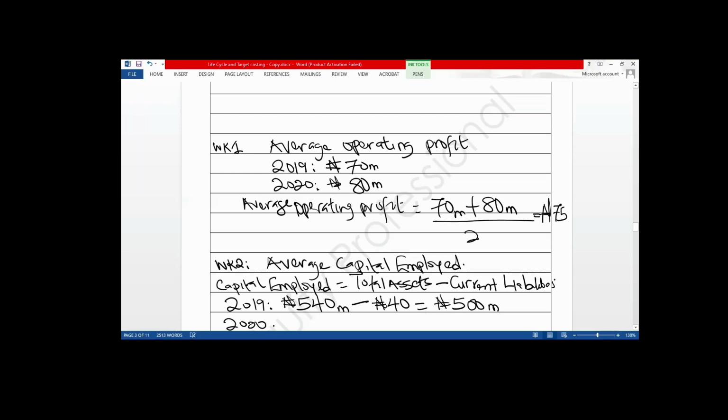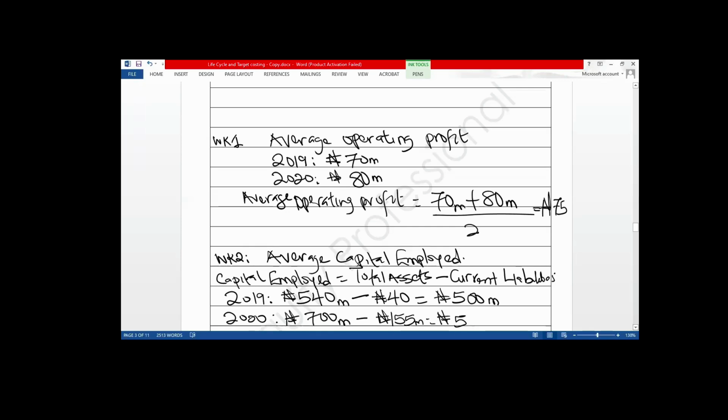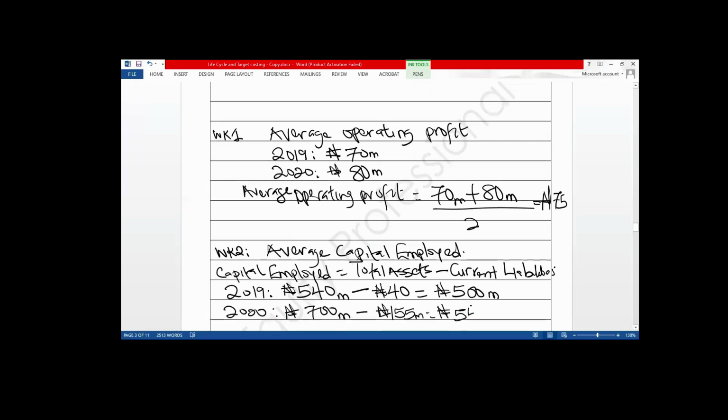Then go to 2020. What is the total asset value? 700 million. 700 million minus current liability, 155 million. Capital employed in 2020, how much? 545 million. Then we now need to look for the average.